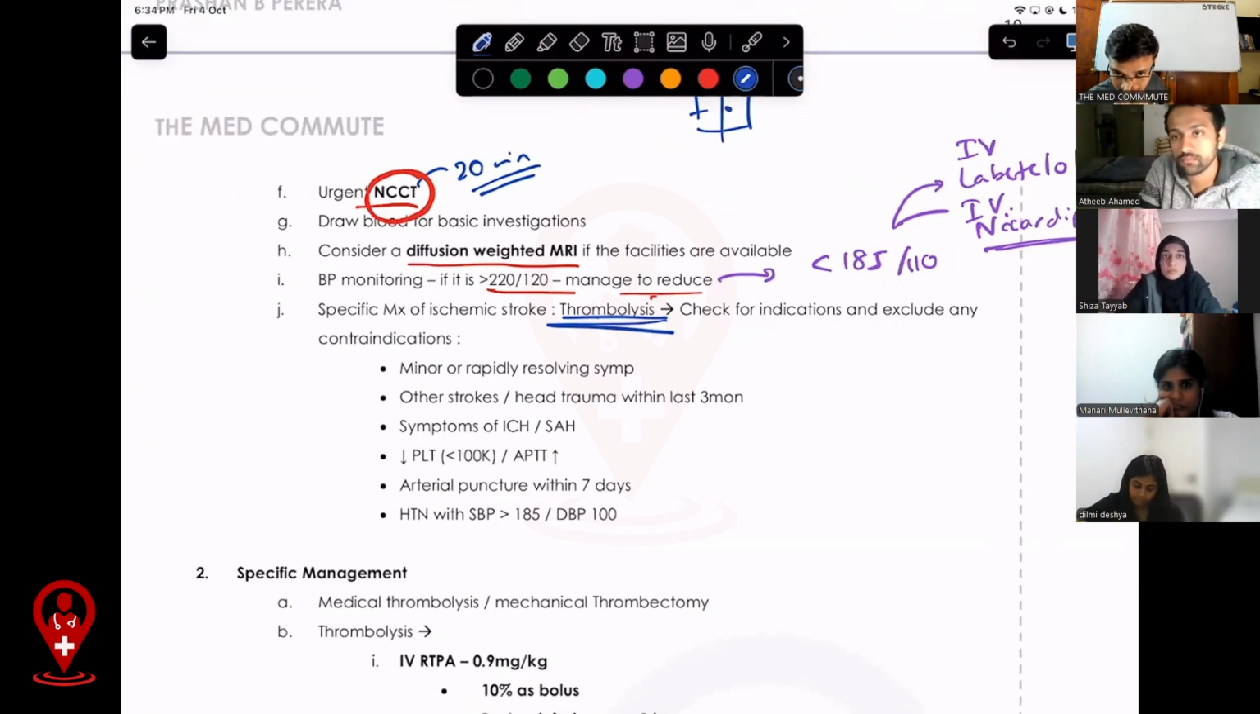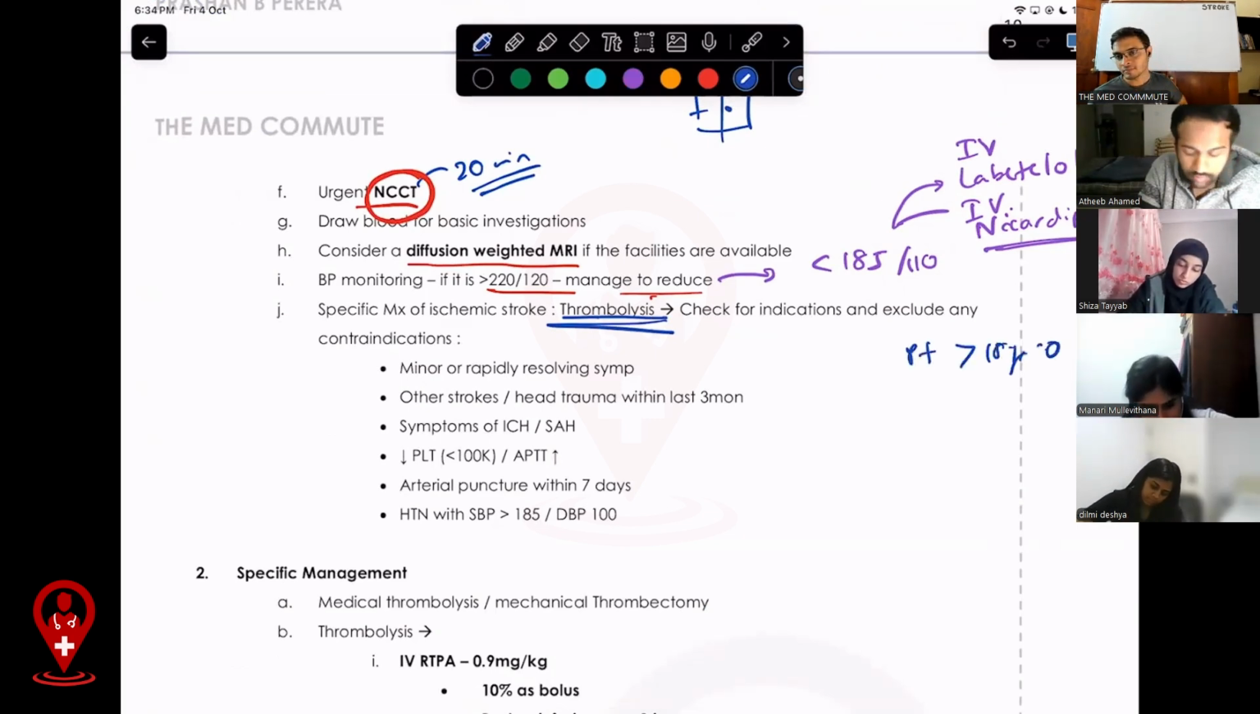What are these, guys? Indication should be one thing. The patient should be more than 18 years of age. Then there should be a clinical diagnosis, or what we call a measurable deficit, of ischemic stroke. That means the patient should clinically show the features of an ischemic stroke. If not, it's not an indication to give thrombolysis.